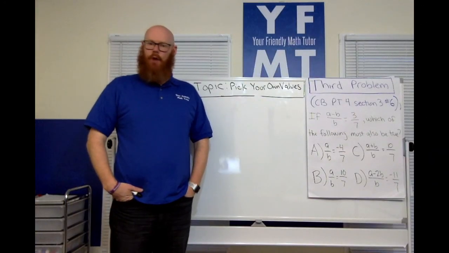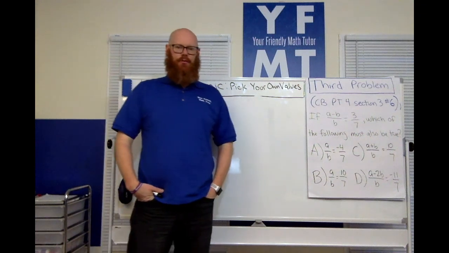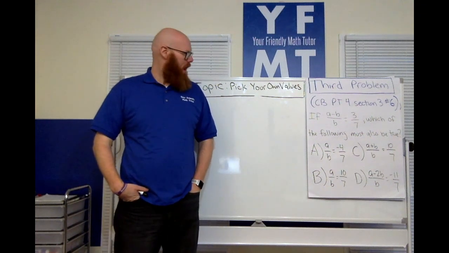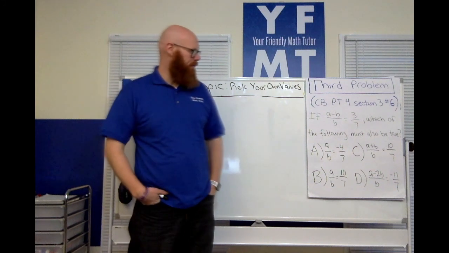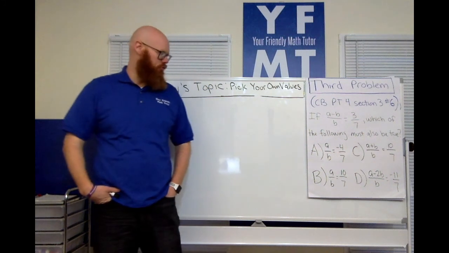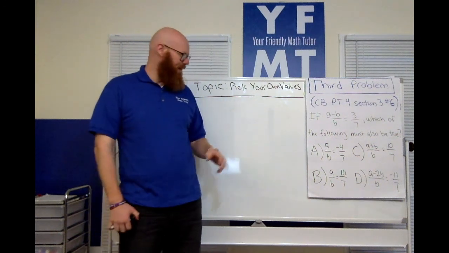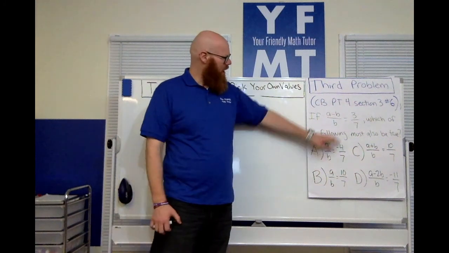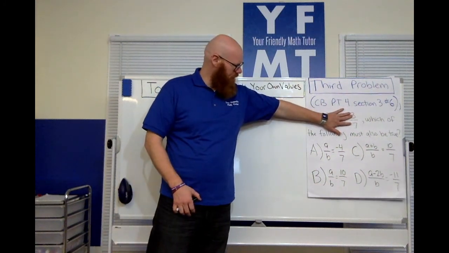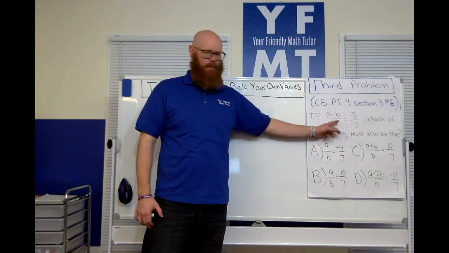All right, now to our third problem. This one is College Board Practice Test 4, Section 3, number 6. If A minus B over B equals 3 over 7, which of the following must also be true? So this is kind of like equivalent expressions. It's more of equivalent equations. So we want to know when this equation is the same as any one of these. So one of these is just a different form of this.